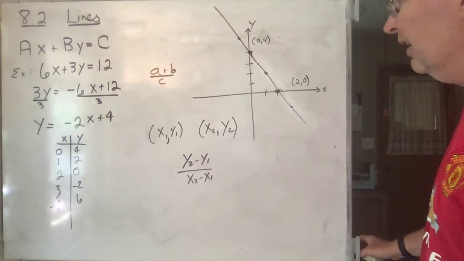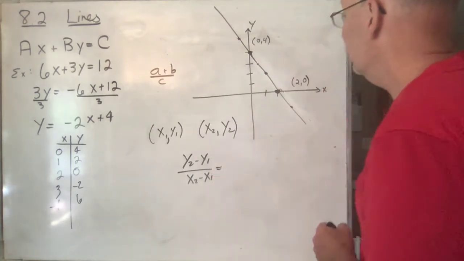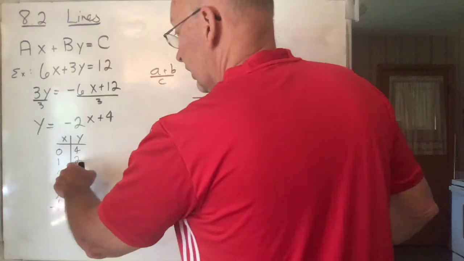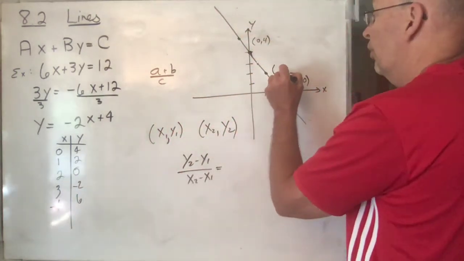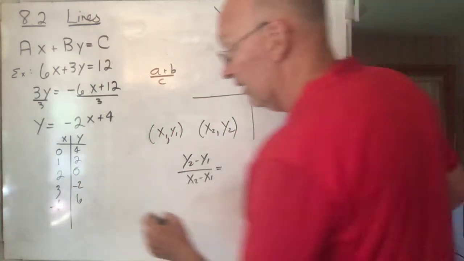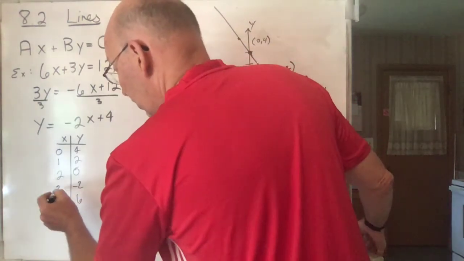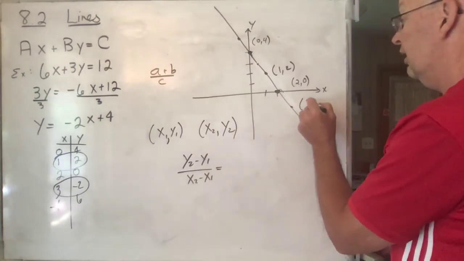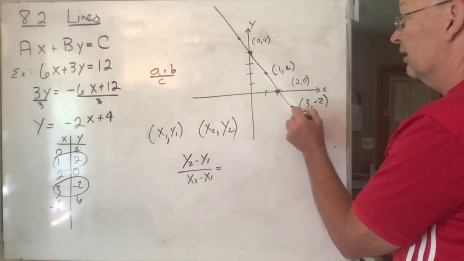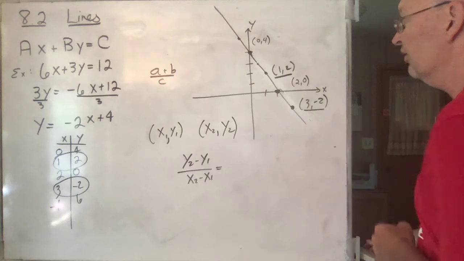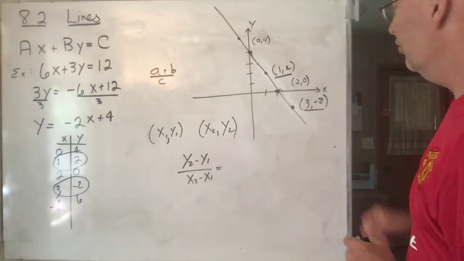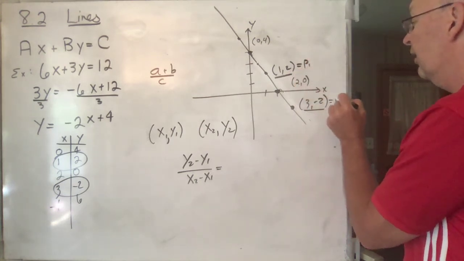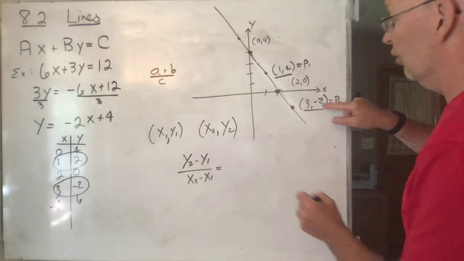So let's go ahead and do it for this particular line. What are a couple points to take? Let's take the point 1, 2. Here's the point 1, 2. And let's take the point 3, negative 2. Okay, here's the point 3, negative 2 right there. Okay, I could choose any points I wanted, but let's just take those. So what should we do? Let's let this be our point 1 and this be our point 2.